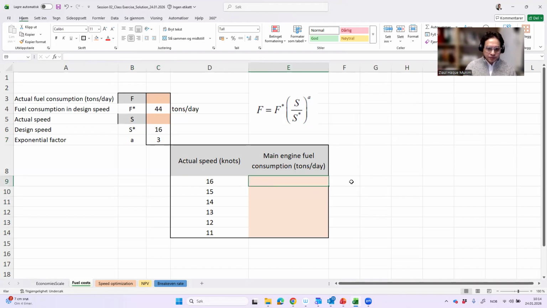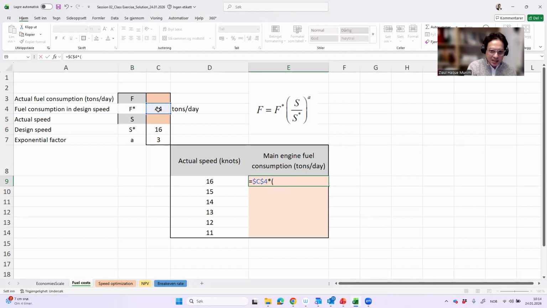So here we try to implement the equation. We have the design speed. We start from 16, the design speed, and then we go down. So here we implement the equation with F star, the fuel consumption at design speed. We fix it with F4 on my keyboard, Fn plus F4, and then I get these dollar symbols fixing the cell. It might be different for you, so find out what buttons you have to push to fix a cell.